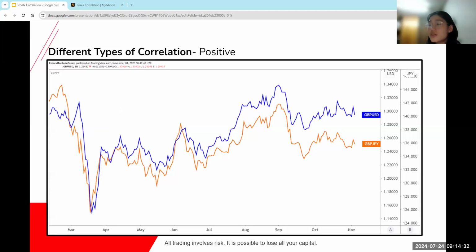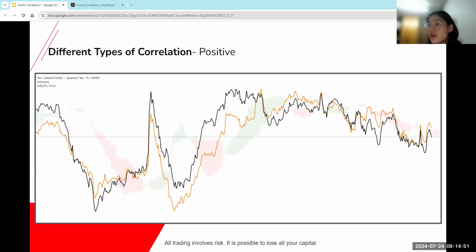Okay, so if we look at pound dollar and pound yen, this is also an example of a very positively correlated pair of currencies. Pretty straightforward here, I think. Another example would be your Kiwi yen and Aussie yen. As we mentioned earlier, Aussie dollar and Kiwi are very positively correlated. I mean, pretty often they are.